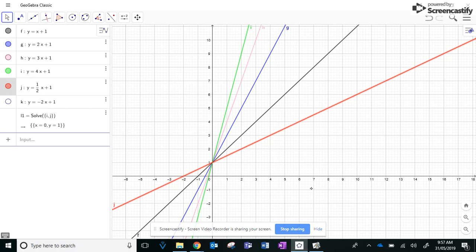Now all of these lines are going in this direction here, all sloping off to the right-hand side. And all of the numbers in front of our x's are positive. What's going to happen if I put this one, y equals negative 2x plus 1 in? Where's that going to go? Let's have a look. Negative 2x plus 1 is putting the line sloping in the opposite direction. So all of these ones are positive steepness. These ones are a negative steepness.